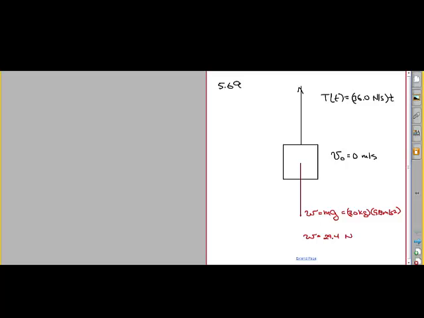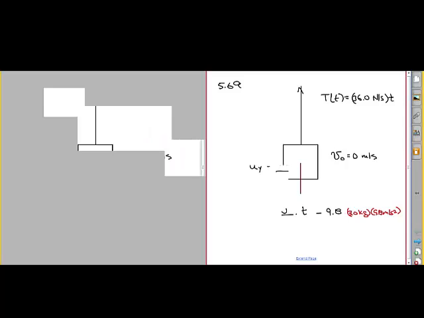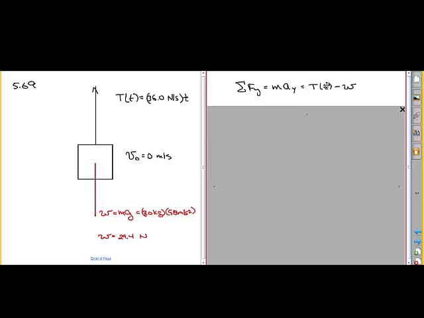So I've taken the mass of 3 kilograms and multiplied by 9.8 meters per second squared. I get 29.4 newtons, so that's my weight, and that's always the same. So we sum the forces in the y direction instead of just equaling a force. In this case, we have the tension pulling up, and I didn't show it, but the y direction is positive, so this is positive and this is negative.